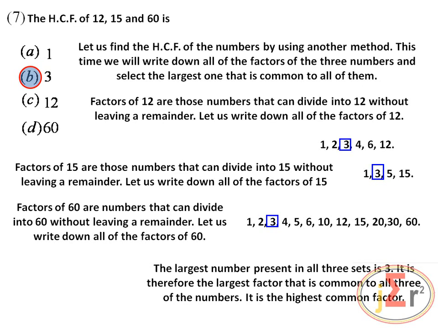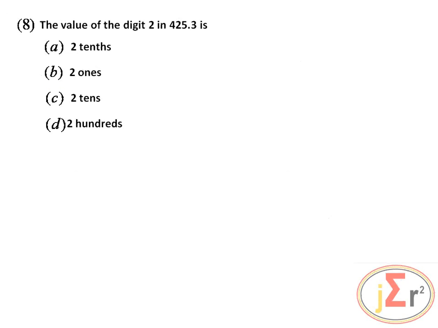So 3 is the largest of the common factors. It is therefore the largest factor that is common to all three of the numbers. It is the highest common factor.